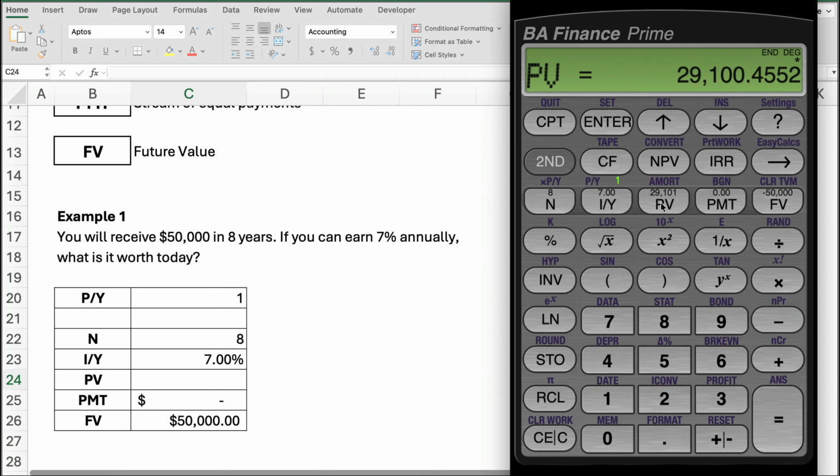Now, let's think about this. When you go to the store, you say, hey, I spent $100 at the grocery store. You don't have to say I spent a negative $100, because we all understand that. So the present value and future value, one's going to be an inflow and one's going to be an outflow, right? So are you paying $29,100 to receive $50,000 or whatever? So that's kind of how it works.